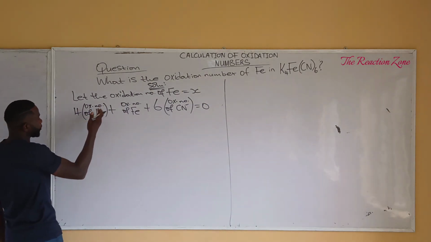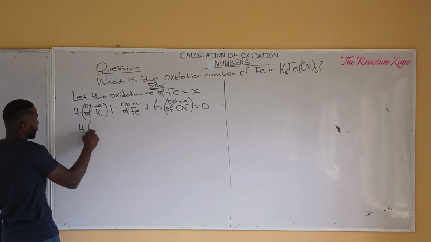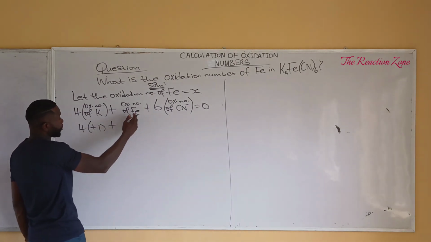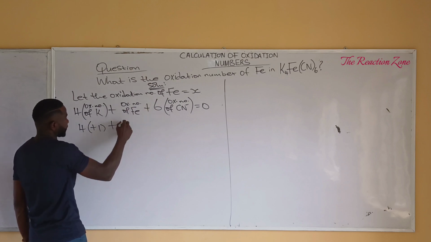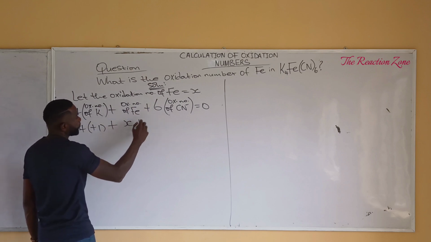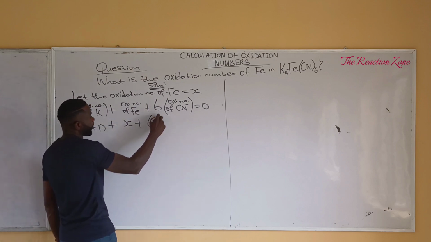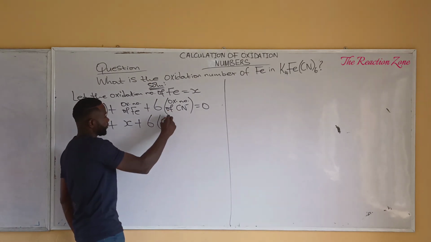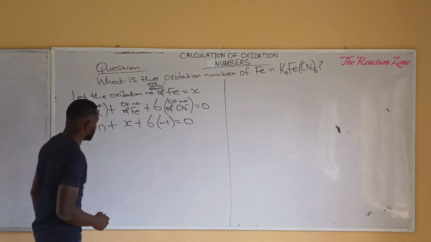The oxidation number of potassium is +1, so this is 4 into bracket +1. That of iron, which you're looking for, is X. So this is X plus 6 into bracket. The oxidation number of cyanide, CN minus, is -1. So this is equal to 0.